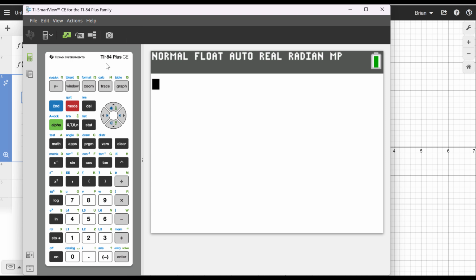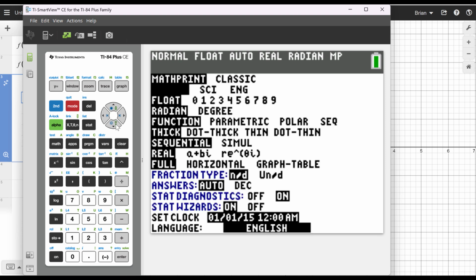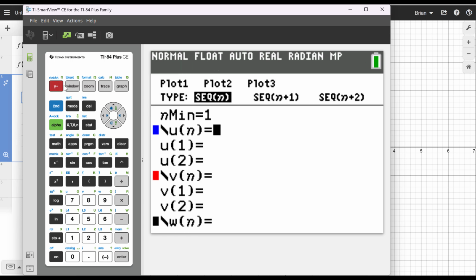So for a TI calculator, I'm going to need to start off by hitting the mode key, and I'm going to change the calculator to sequence mode. So we've been graphing in parametric and polar mode recently. Let's go ahead and change to sequence mode. And when I hit the Y equals screen, you're going to see we have sequences here. And there's a couple different options that the TI allows me to set.